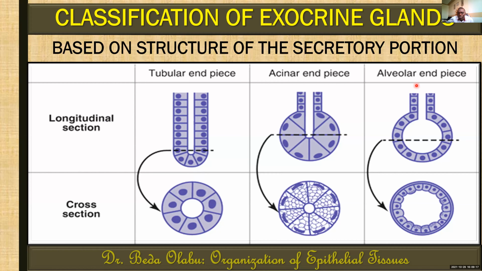Then the third type, what we call alveolar morphology, is where the lumen of the secretory portion is wide enough, and the cells are simple cuboidal, like that. So the cavity there is a bit wide. That is alveolar morphology. So based on the structure of the end piece, the secretory portion, we have tubular morphology, acinar morphology, and alveolar morphology.